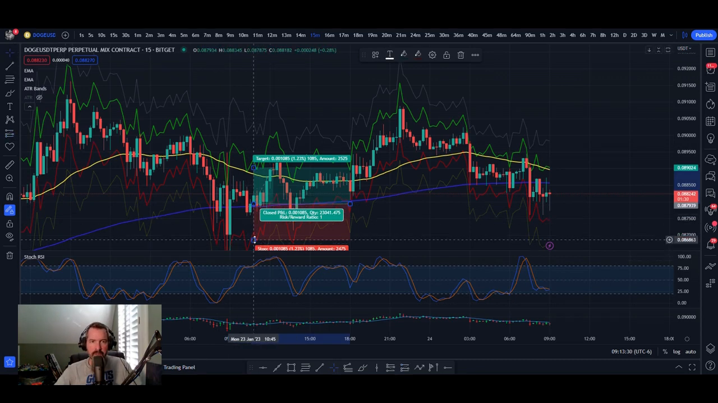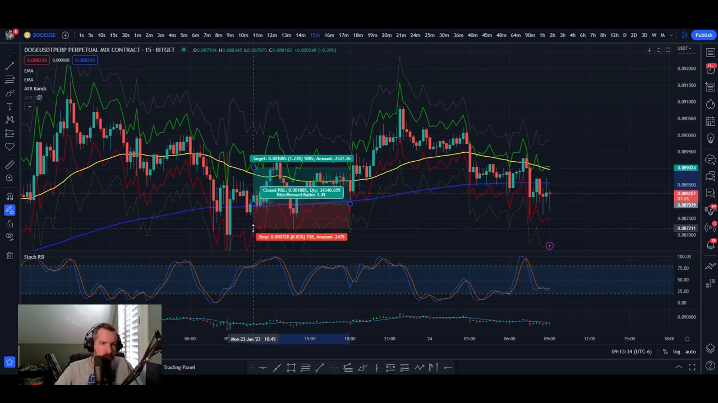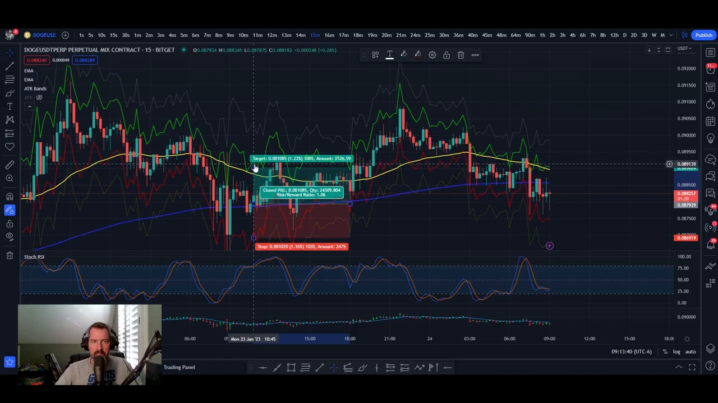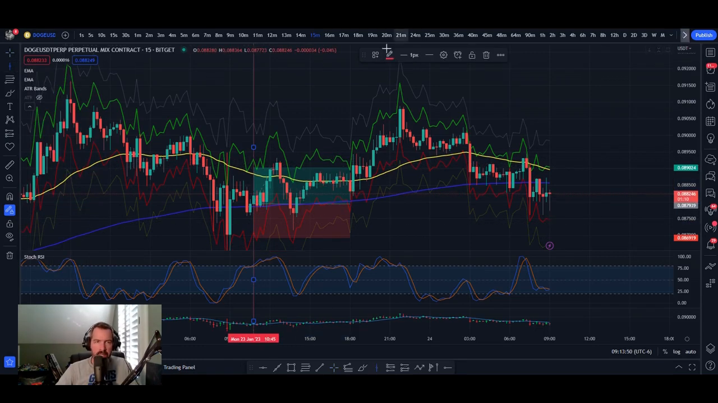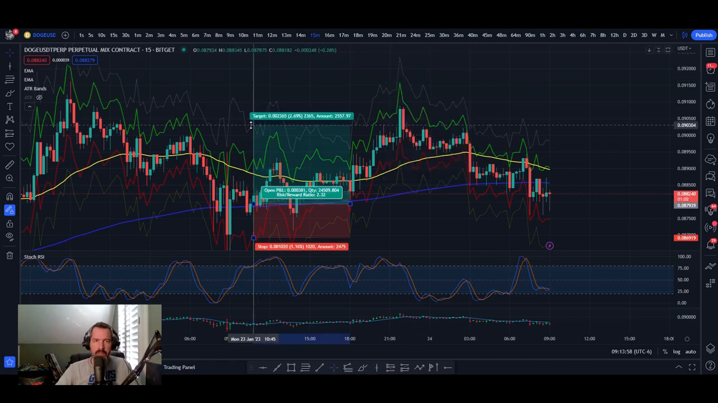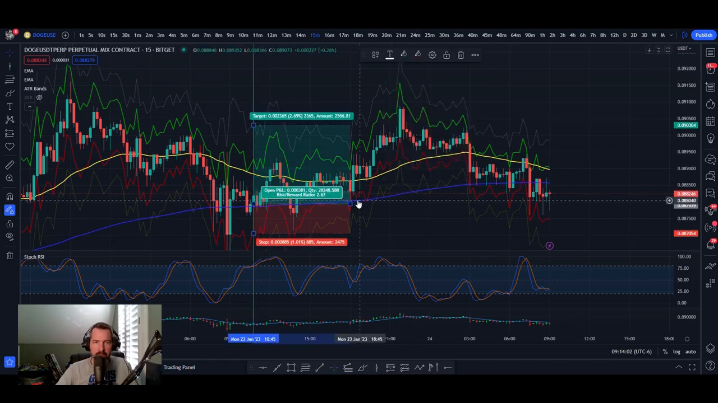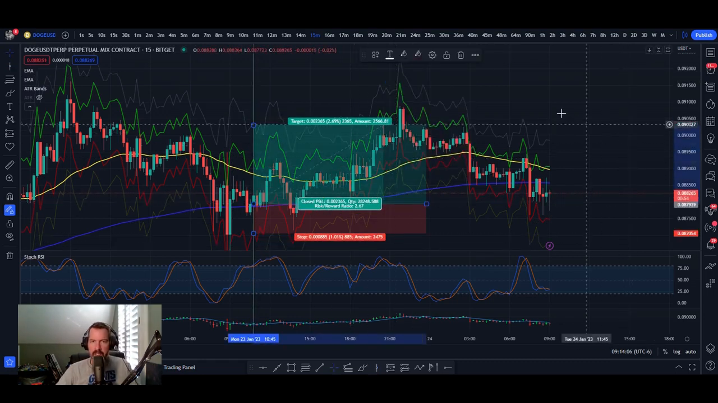It's a 1 to 2 risk to reward. So stop would have been roughly there. Maybe put a line there so we can see it a little bit better. That's our entry point. Take profit would have been right there. Stop loss would have been right there. This would have been good. We would have hit our take profit right there.